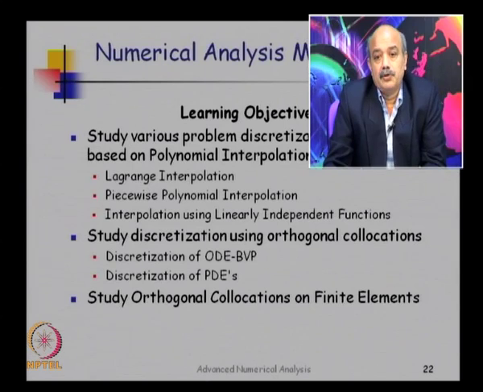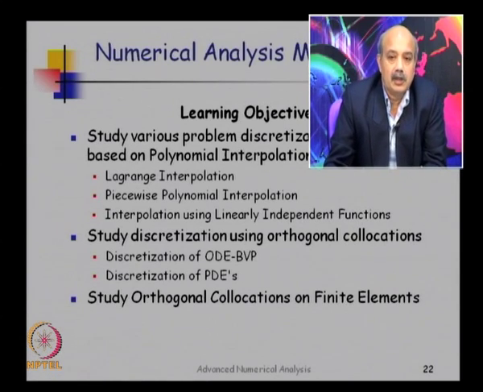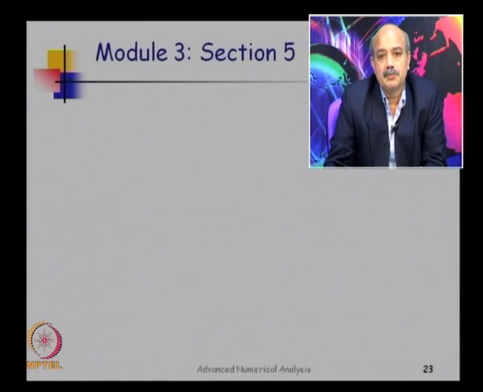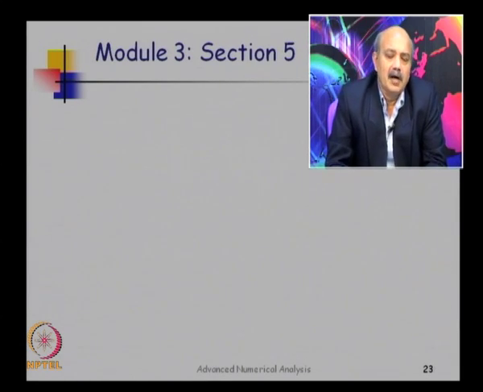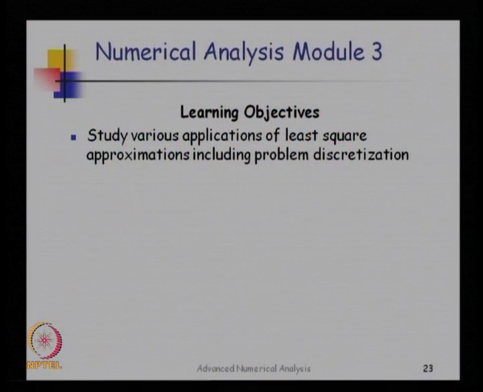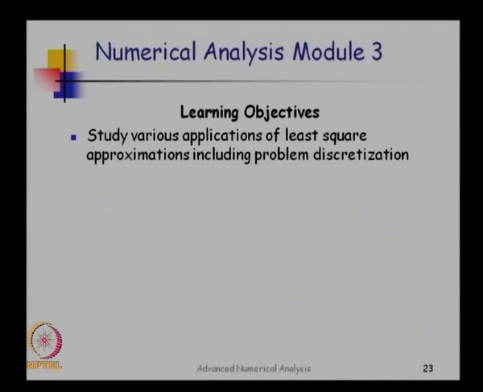In particular, we are going to look at this method of orthogonal collocations, which is a very powerful method used in solving a variety of chemical engineering problems. And then have a brief look at orthogonal collocations on finite elements. So the third important approach that is used for problem discretization is least squares. So we are going to study various ways of approximating problems using the method of least squares.